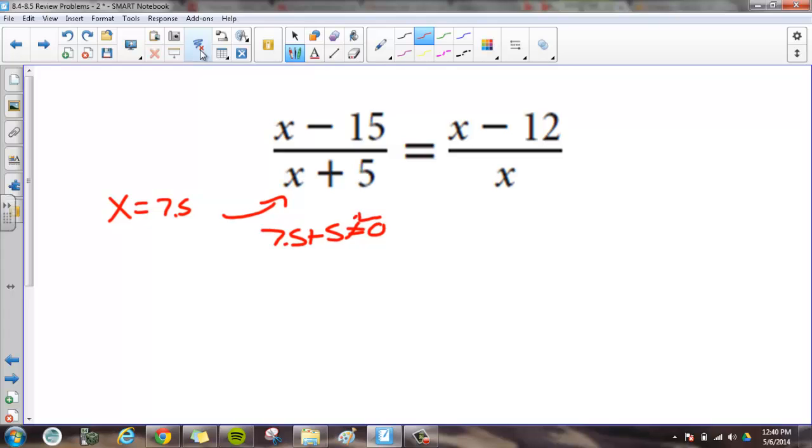We're going to check that in here. 7.5 plus 5 equal to 0? Nope, it's definitely not. It's not equal to 0. That's supposed to be an n right there.